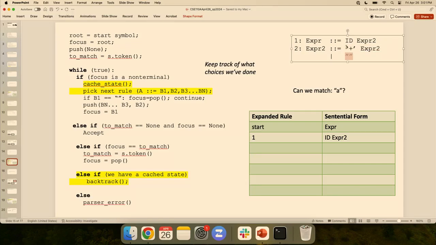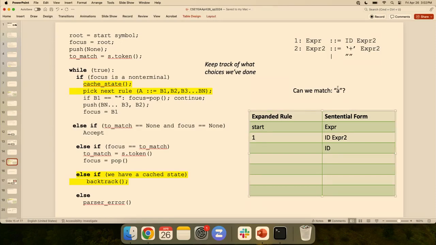Well, if we make a bad choice, if we try to apply rule number 2, we could have ID plus expr2. Well, we're just trying to match A. We would realize that we can't match plus because there's no plus there to match. And so if we have that state cached, we could backtrack, get rid of that, and make a different choice for expr2, which would be the empty string, and then we just get ID, and then we could match A.